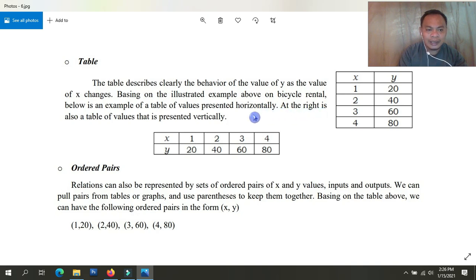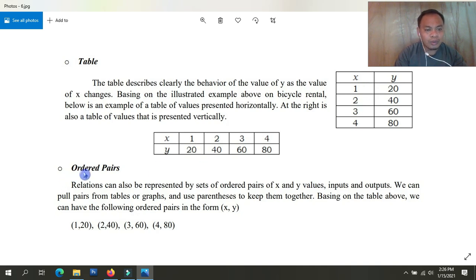At the right is also the table of the values represented vertically. So we have here our x, which is the time, right? So 1 hour, 2 hours, 3 hours, and 4 hours. And then our y is our rental. So if you rent 1 hour, our rental is 20. The rent is 20, right? So 2 hours, 40. Okay, this is the horizontal table, and this one is the vertical table.